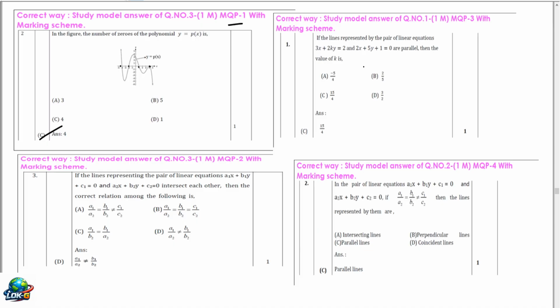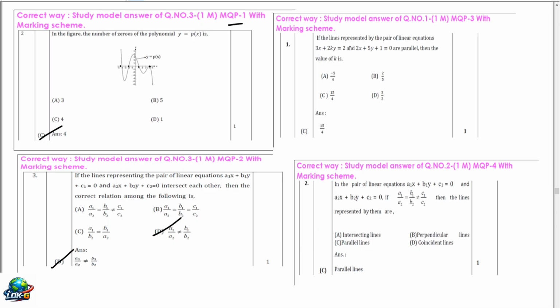Observe here. Next question. If the lines representing the pair of linear equations a1x + b1y + c1 = 0, a2x + b2y + c2 = 0 intersect each other, then the correct relation among the following is: whenever they intersect, a1 upon a2 is not equal to b1 upon b2. Therefore, D is the correct answer.